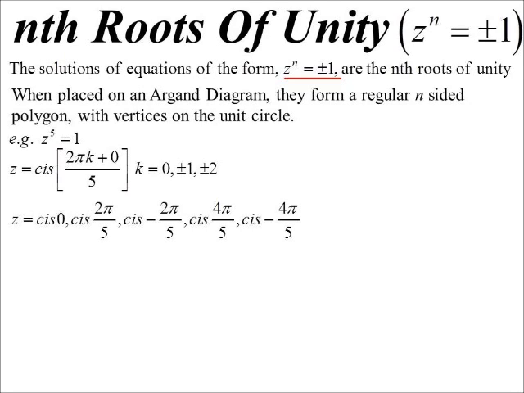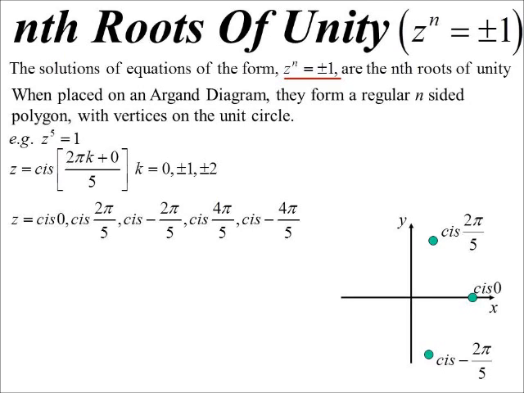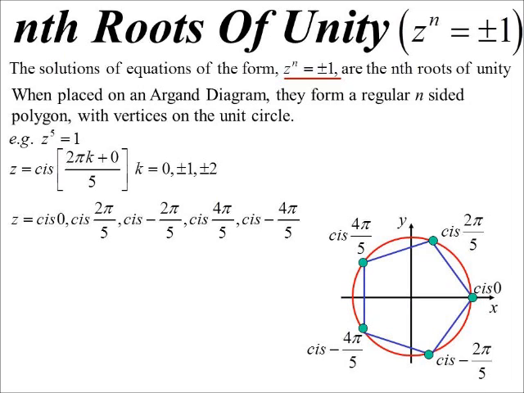So if I was to place it on the Argand diagram, well, there's 1, or cis 0. Next one, cis 2 pi over 5, its conjugate would be reflected. Next one, cis 4 pi over 5, its conjugate, again, is reflected. There we are, we get our lovely pentagon if we were to join them up, and they all lie on a circle, the unit circle.